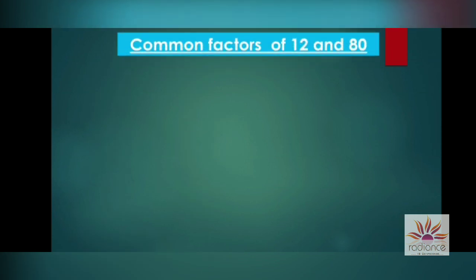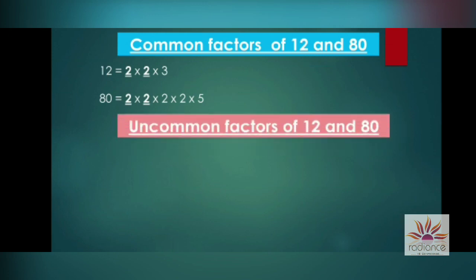Okay, as we have discussed previously, common factors of 12 and 80. Let's have a look. The numbers in bold and underline are the common factors of 12 and 80. And what are the common factors? 2 multiplied by 2. Whereas there are some uncommon factors also in numbers 12 and 80. And what are they? Yes, they are 3 in 12 and 2 multiplied by 2 multiplied by 5 in 80. These are the uncommon factors.